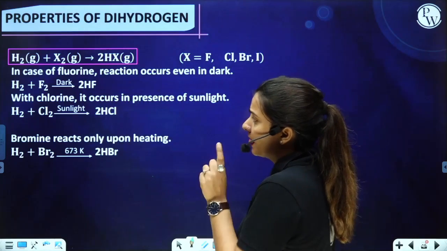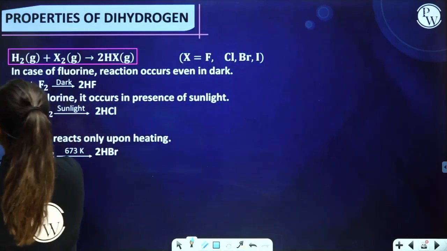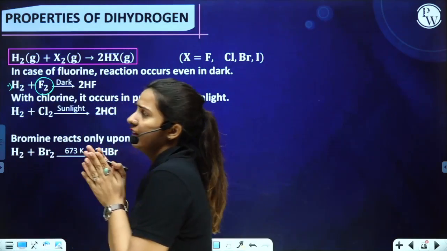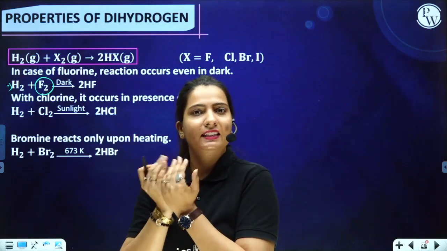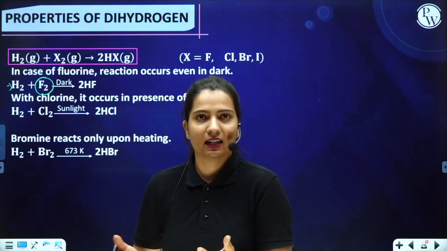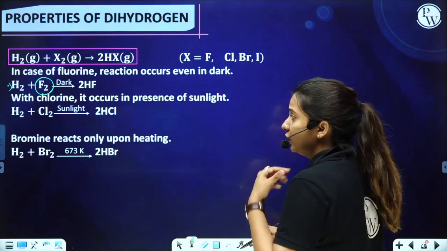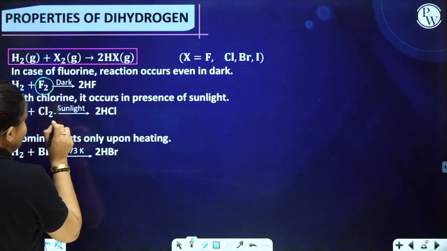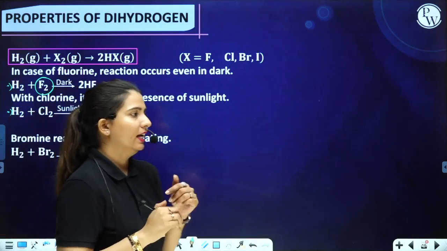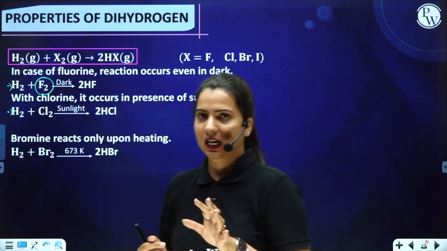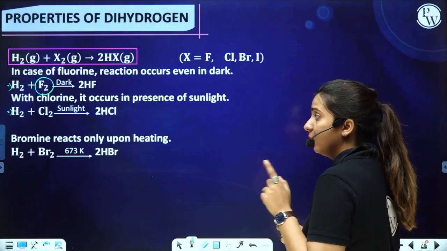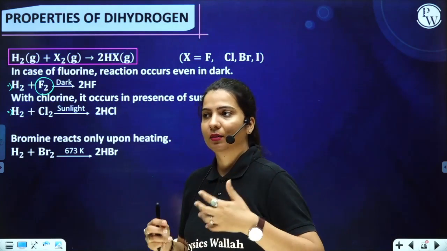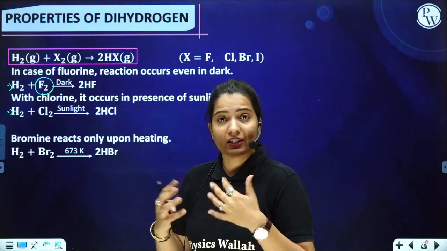Now understand, when you are taking fluorine, the conditions you are using over here are dark conditions. You don't even require any sunlight for this reaction to occur. With chlorine they are using light. Chlorine requires light. Chlorine cannot react in the dark. Bromine requires heating, some extra conditions.